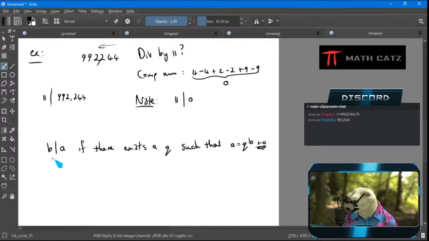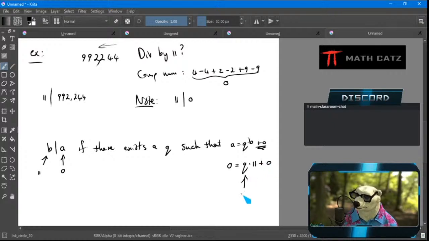Well, in this case, B is 11. A happens to be not bigger, though intuitively I think of A as bigger. There's nothing that ever says it has to be. A happens to be 0 in this case. Is there a q so that I can write A equal to q times 11 plus 0? Yes, there is. It's 0. It exists. And therefore, technically, though maybe not intuitively, 11 divides into 0, or 0 is divisible by 11.